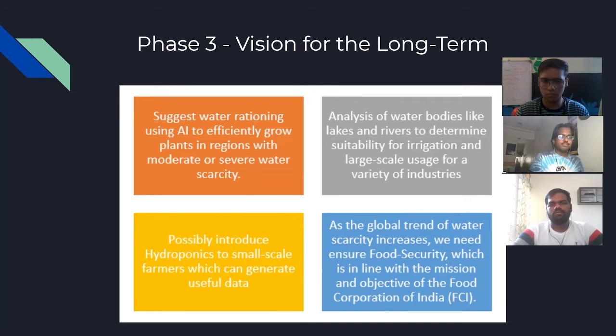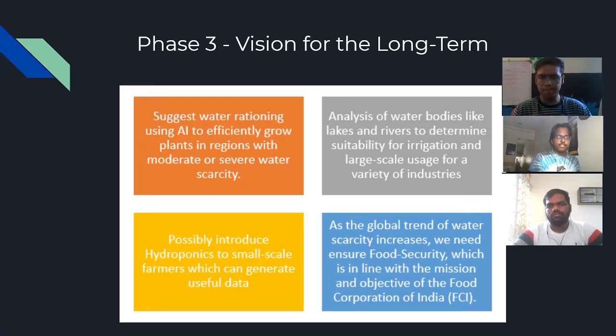And phase three, this is a vision for the long term. This is what I see, or the team sees, as a long term future for the project. So number one is we'll be suggesting water rationing using AI to efficiently grow plants in regions with moderate or severe water scarcity. And water scarcity is something that some of the regions in the world experience right now, but in the future it is being predicted that a large amount of population will be affected by water scarcity, and growing crops and food security in such times is of high precedence. So I think our model or our system will be able to help with that.